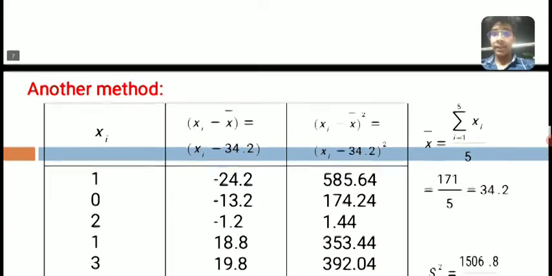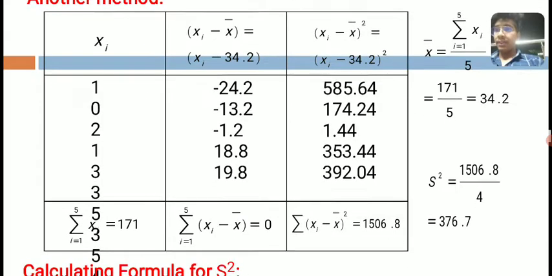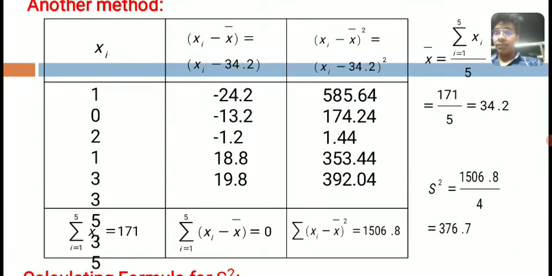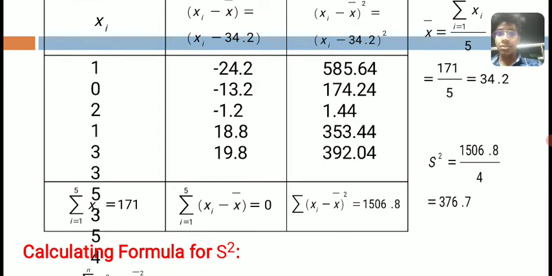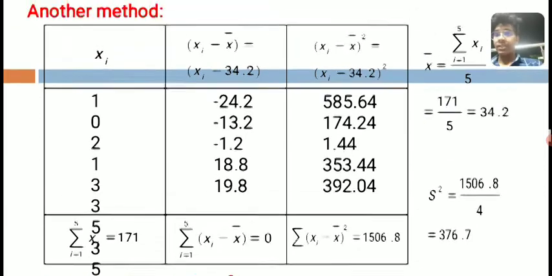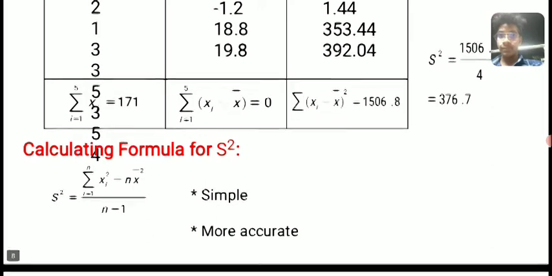And we have another method for the same problem. The values of xi are 10, 21, 33, 53, 54, and we compute xi minus x bar and xi minus x bar whole square. The summation of xi minus x bar whole square divided by n minus 1 is the answer we get, the same as in the previous method. This method is simple and more accurate: the summation from i equal to 1 to n of xi whole square, minus n times x bar whole square, divided by n minus 1.